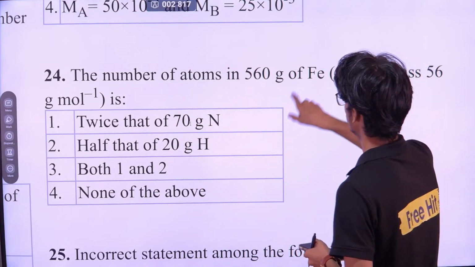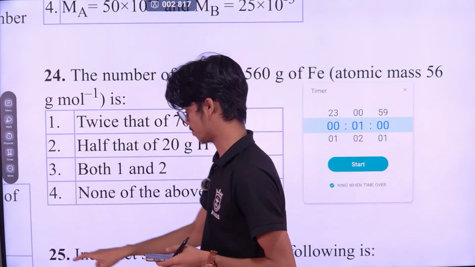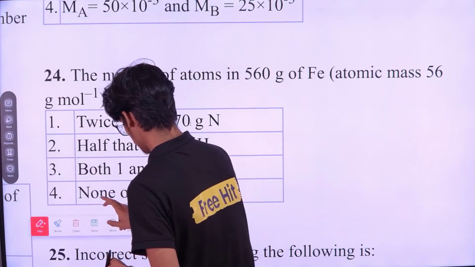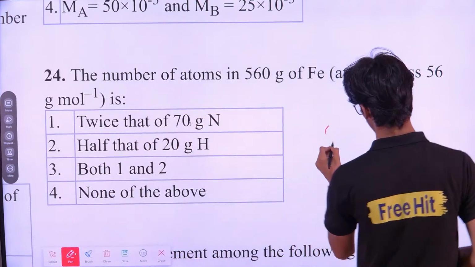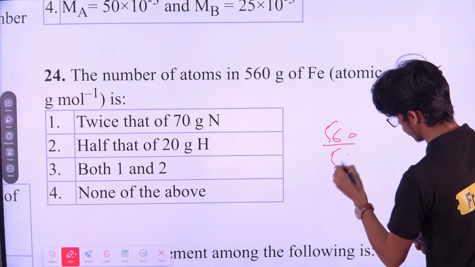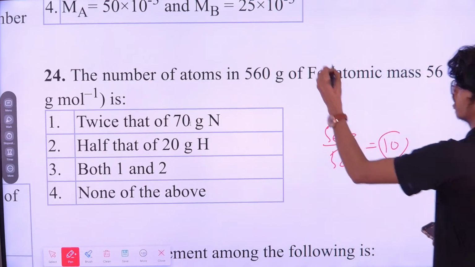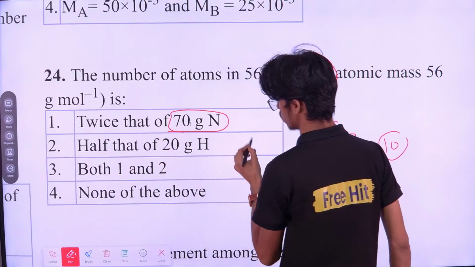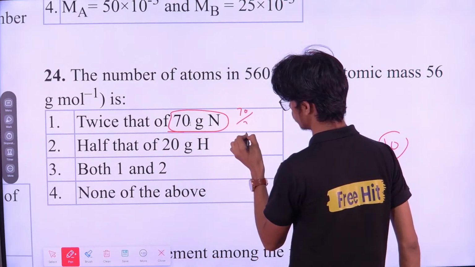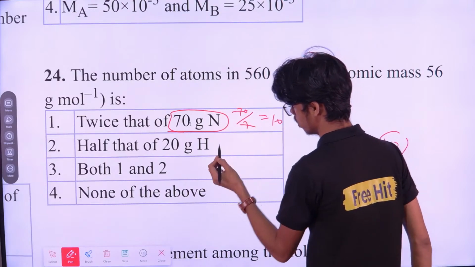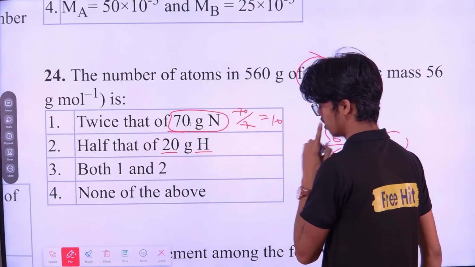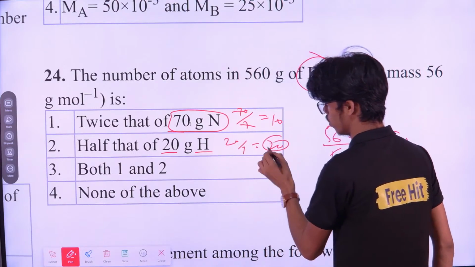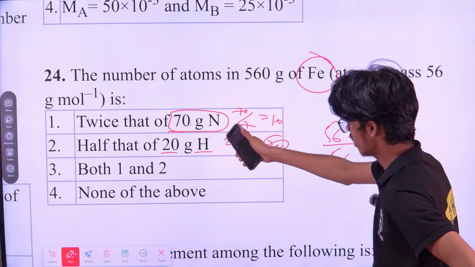The number of atoms in 560 gram of Fe. Okay, Fe is having a mass of 56 gram. So what is the number of moles? 10 is the number of moles. Given mass 560 upon molar mass 56 is equal to 10 moles of Fe. So 10 moles of Fe. Now 70 gram of nitrogen. 70 divided by given mass, how much? 7, that is 10. Okay, good. 20 gram of hydrogen. 20 divided by 1 is how much? 20. Okay. So it's N, it's H.